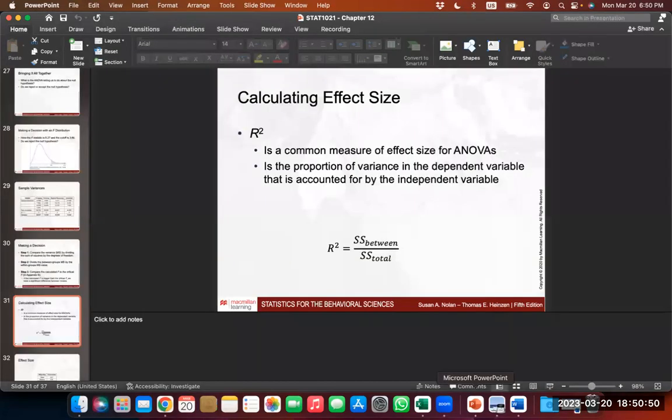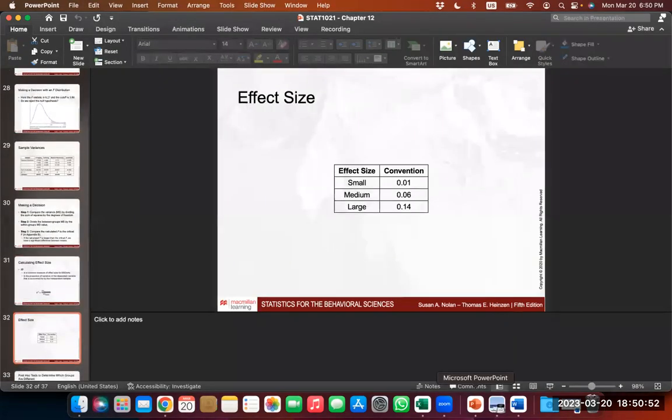And the conventions are presented right here on the next slide. So you have 0.01 to 0.06 as a small effect size, 0.06 to 0.14 is medium, and greater than 0.14 is large. So with 0.73, we have a very large effect size.